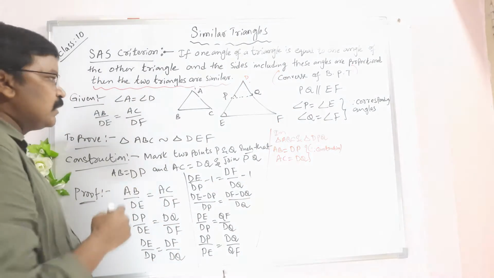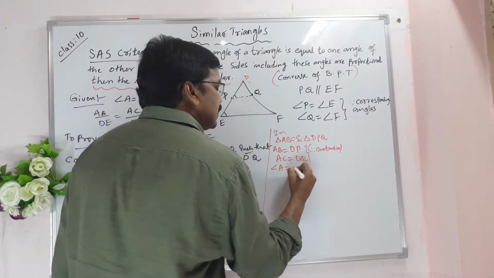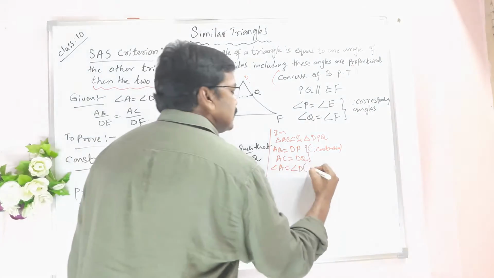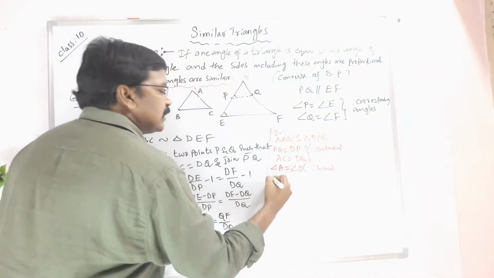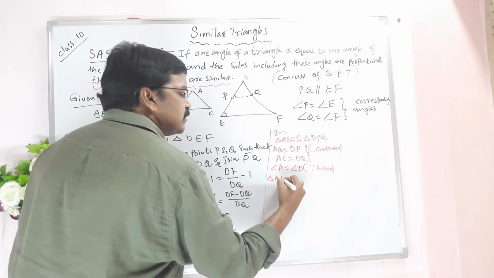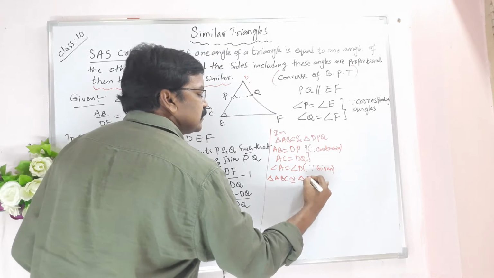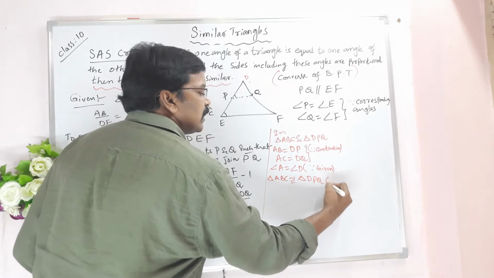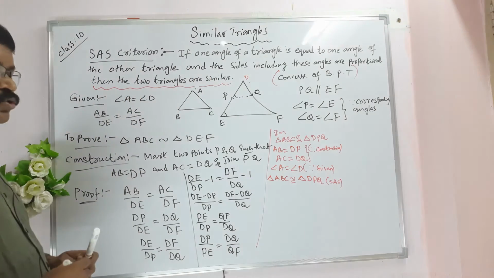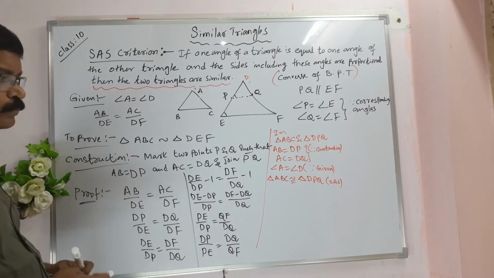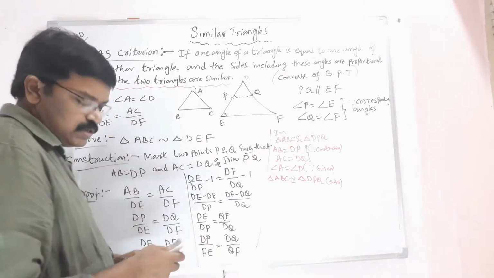Construction. And angle A and angle D are equal. In both the triangles, angle A is equal to angle D, since it is given. Therefore, we can say triangle ABC is congruent to triangle DPQ. Why? SAS congruency rule. The two triangles are congruent. Understand? ABC and DPQ are congruent.